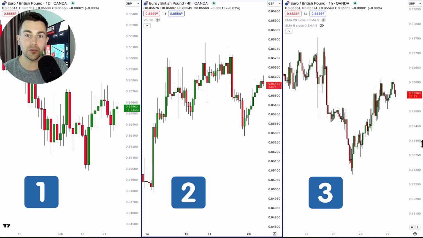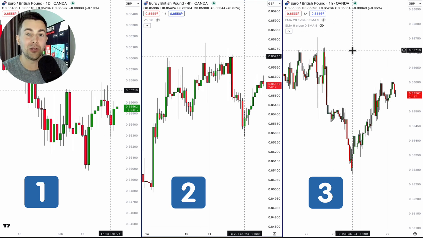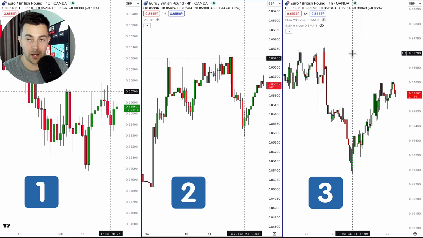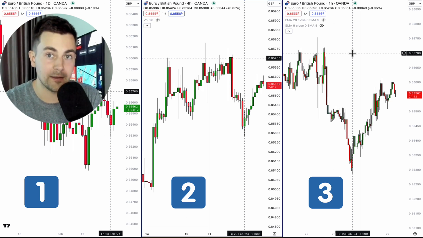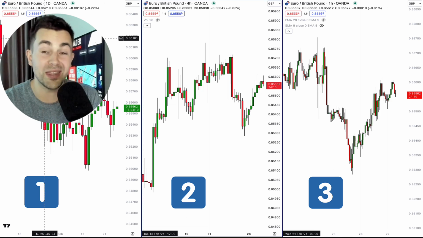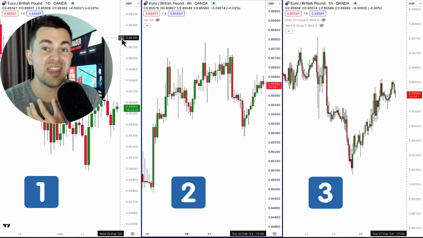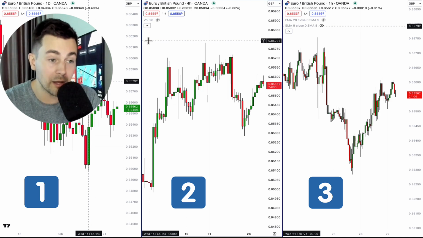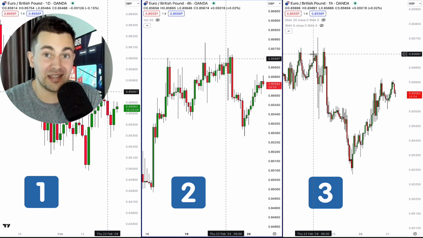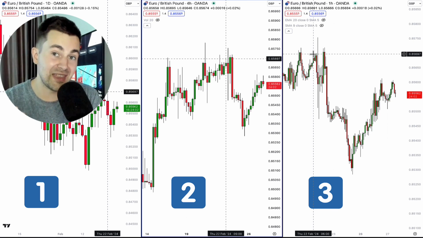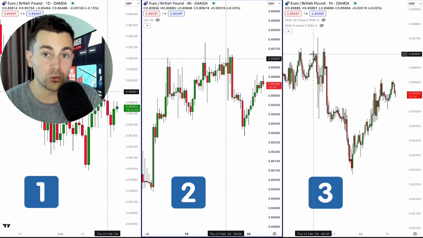Here are 3 different time frames of European pair. On the left, we have a daily time frame, in the middle 4-hour, and on the right, the hourly time frame. Please realize the fact that you should strictly start with a daily time frame, then you should analyze a 4-hour time frame, and only then an hourly time frame. That is the strict rule to follow.